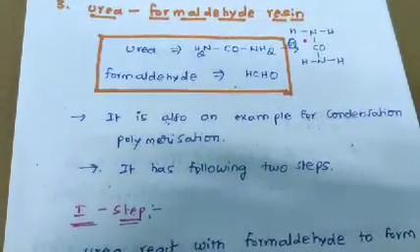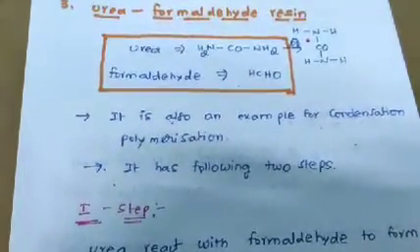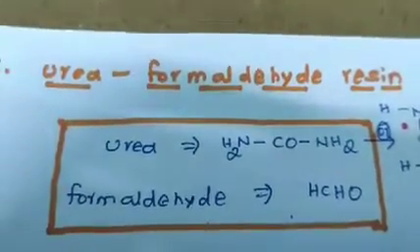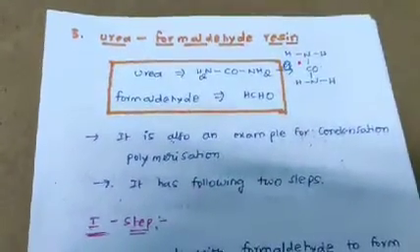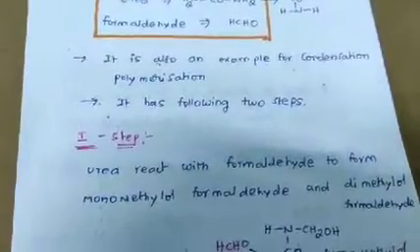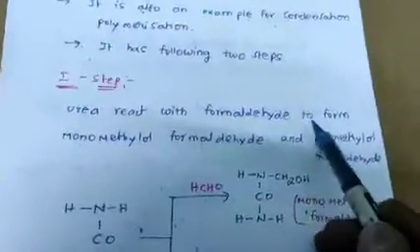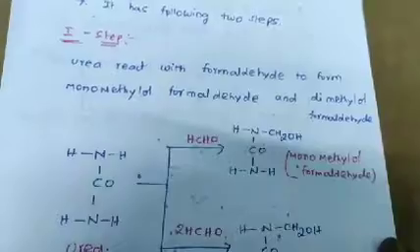It has the following two steps. Already we have discussed that condensation polymerization has another name, stepwise polymerization mechanism. In the first step, the name of this named reaction is urea formaldehyde resin, so urea and formaldehyde react. Urea reacts with formaldehyde to give two types of products: monomethylol formaldehyde and dimethylol formaldehyde.